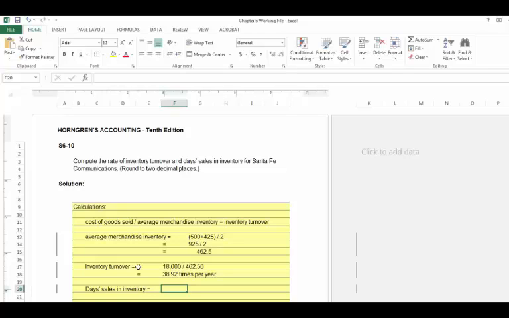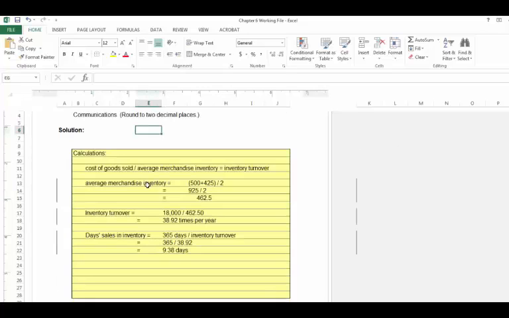Here we're going to take 365 days and divide it by the inventory turnover. We have to know how to calculate the turnover before we can calculate days in inventory. So we're going to take 365 days divided by the 38.92 times, and that's going to give us 9.38 days as how long we're holding on to our inventory. Okay, so that's not too bad.